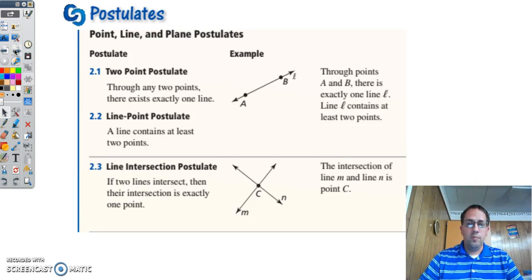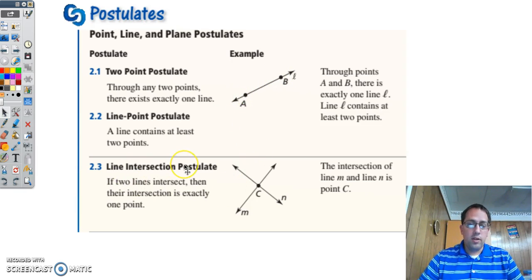Okay, we've got some postulates here: the two-point postulate and the line-point postulate. Remember, postulates are things that we can't prove are true, they are just assumed to be true. Two-point postulate: through any two points, there is exactly one line. And the line-point postulate says that a line has to contain at least two points, which I think is kind of silly, because a line contains an infinite number of points, because it goes on forever. But we do have a point there. And through any two points, there's only one line. That's the only line that you can draw through point A and point B.